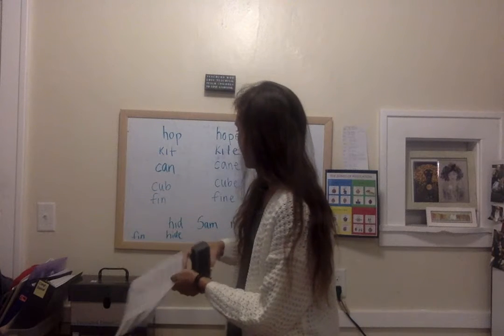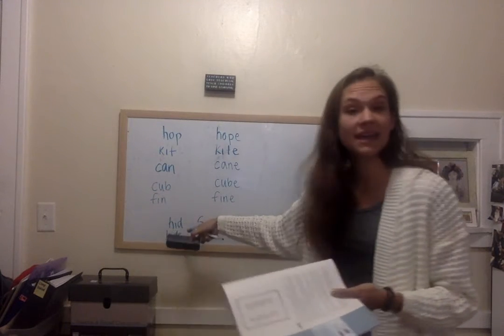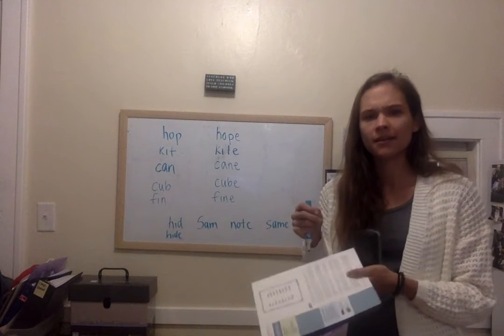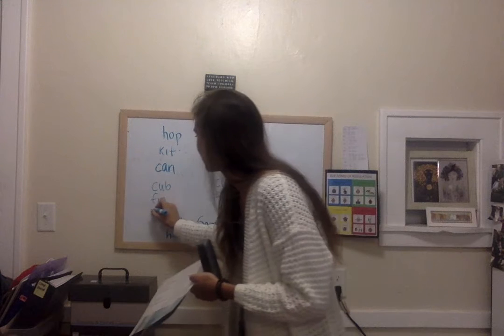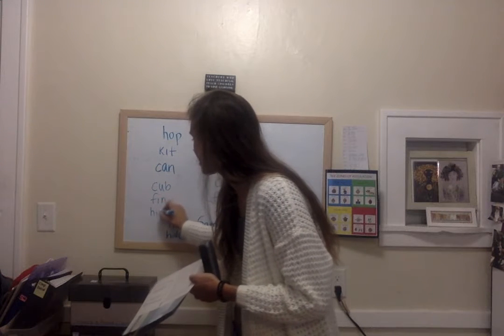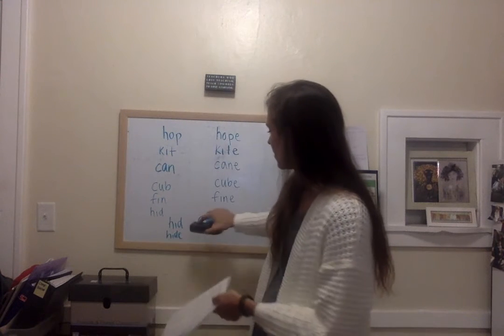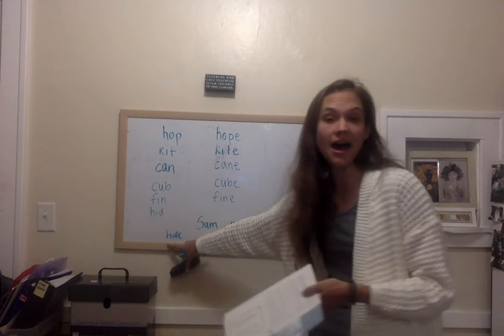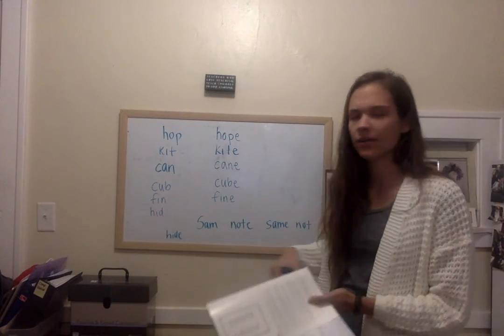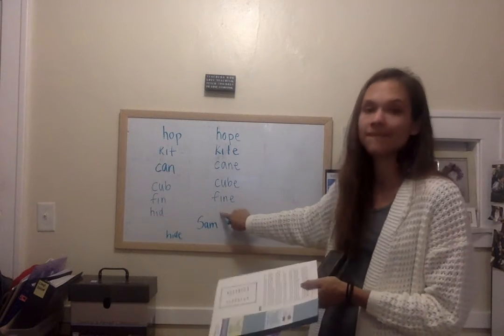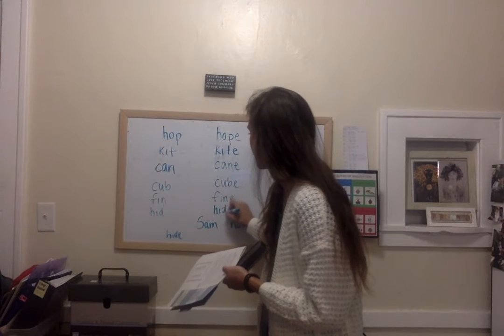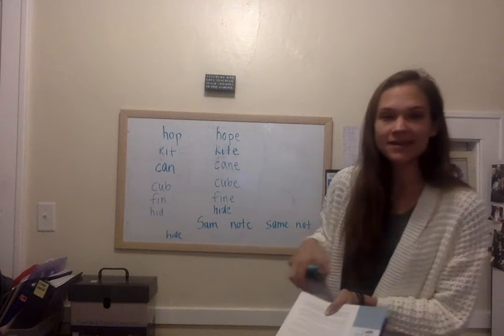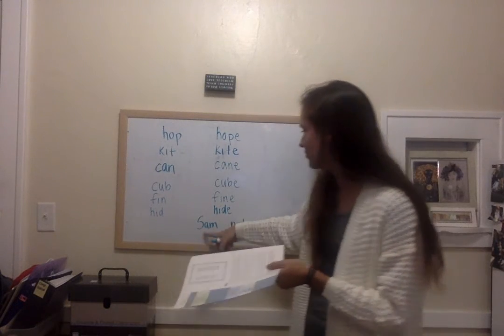Fin. And now we have the word hid. Where did you put hid? Which column did you add hid to? Hid. It's a short I, isn't it? Hid. But how about that word hide? Where would hide go? Long I. Yes, hide. Good. Now I'm running out of space. Oh my goodness. Let's do this one quick.